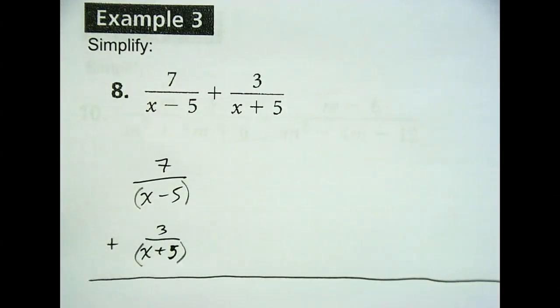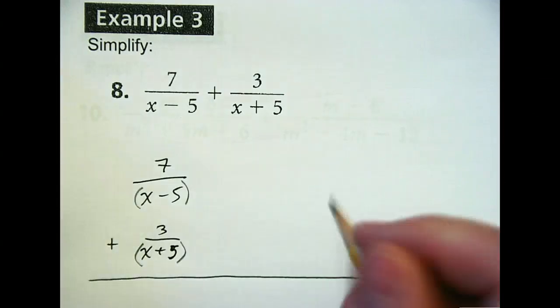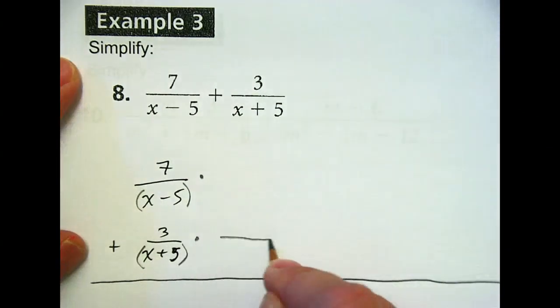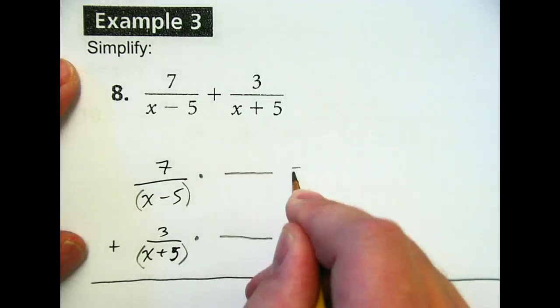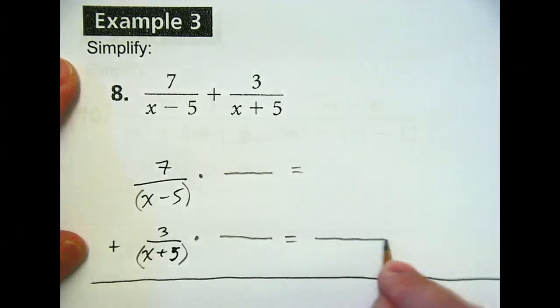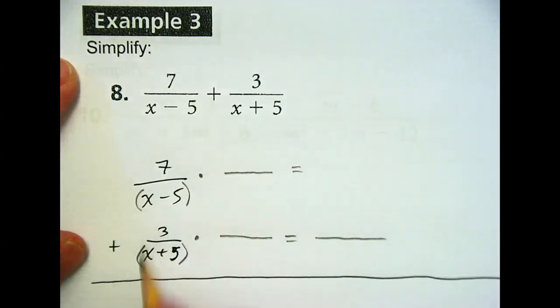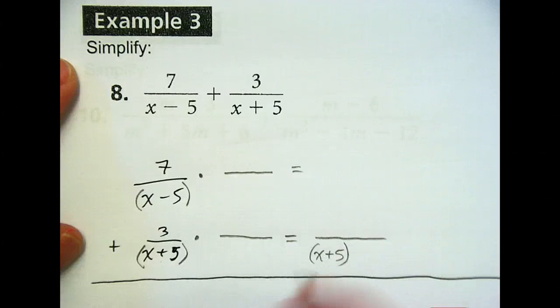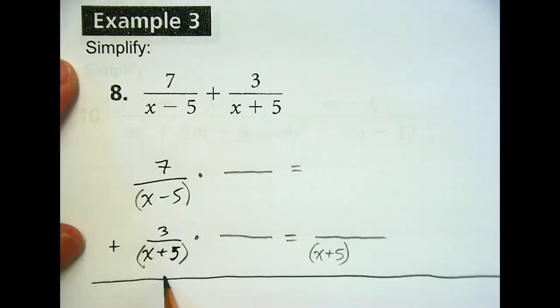Looking at that, what's our common denominator? Tell your neighbor. We know we're going to multiply by something to get our common denominator. So our common denominator is x squared minus 25. This has an x plus 5. Does this one? No, we need an x plus 5. This one has an x minus 5. Does this one? No, we need an x minus 5.